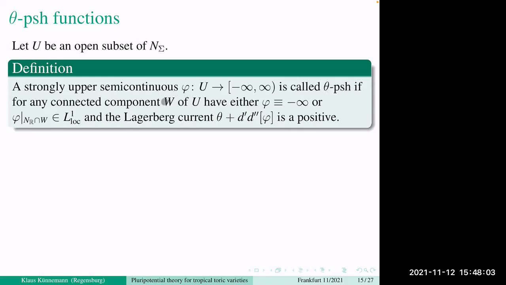If for any connected component W of U, the function is either minus infinity, or the restriction of this function is locally integrable, so that I can talk about the associated Lagerberg current here. And then I want theta plus d' d'' phi to be positive. So it's a kind of relative positivity notion with respect to theta. And of course, you can expect non-trivial theta PSH functions even in the case where N_Σ is compact.